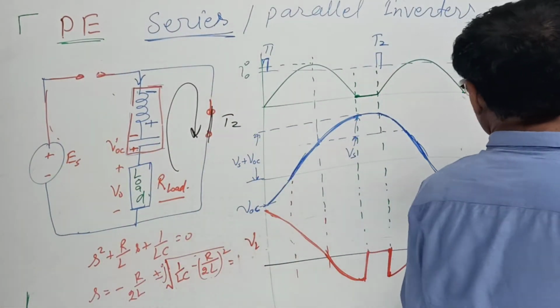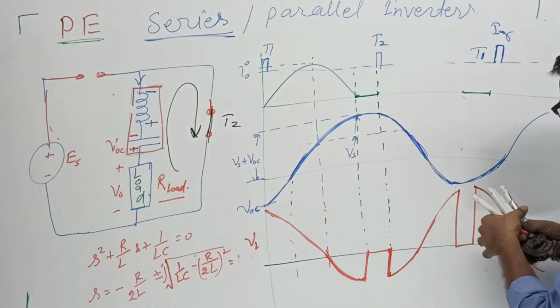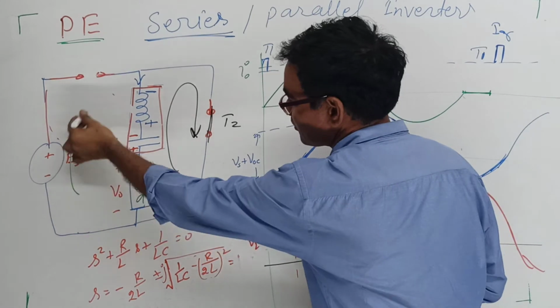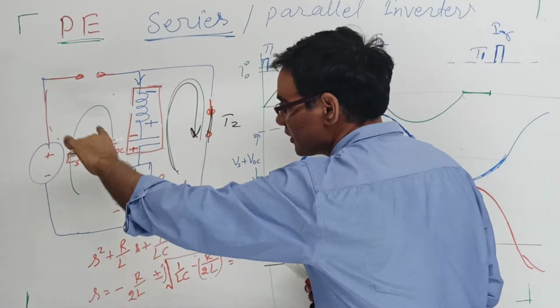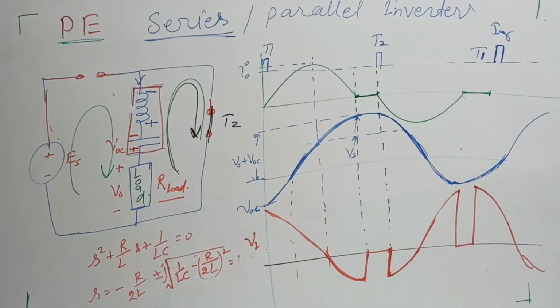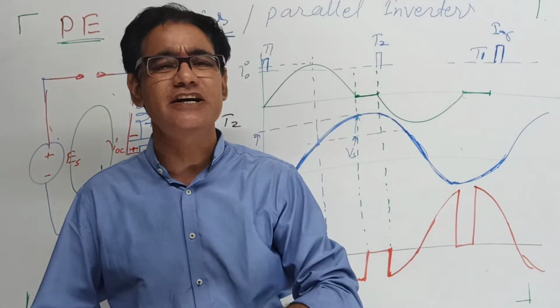Here the current is not positive, because this is not the chopper, this is the inverter, so here the current is negative. Then the current is positive, and here the current is negative. So in the load, the current flows in one direction and then the other direction. So this is the load current. Okay, this is the way you can easily understand.